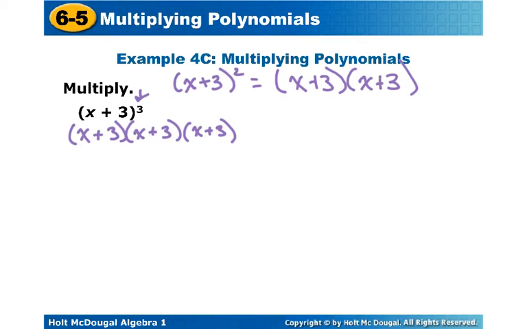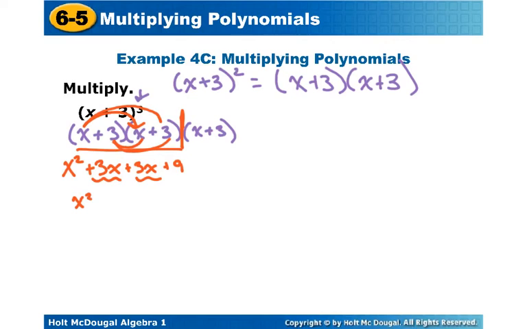Well, we can get this into being a binomial times a trinomial. And in order to do that, you're first going to have to multiply two of them together. So that's what I'm going to do first. So I'm just going to use my FOIL method. So x times x gives me x squared. X times 3 is 3x. Again, 3 times x is 3x. 3 times 3 is 9. Combining like terms, you get x squared plus 6x plus 9.